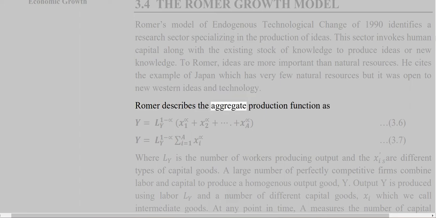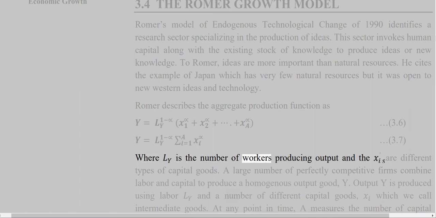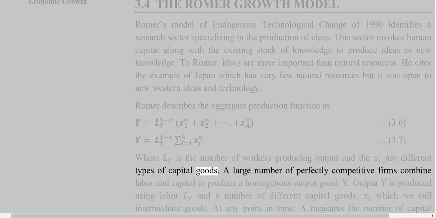Romer describes the aggregate production function as Y equals A to the power of something, proportional to, plus proportional to, plus midline horizontal ellipsis, plus proportional to, 3.6. Equals proportional to, sigma proportional to, 3.7. Where L is the number of workers producing output and the x's are different types of capital goods?